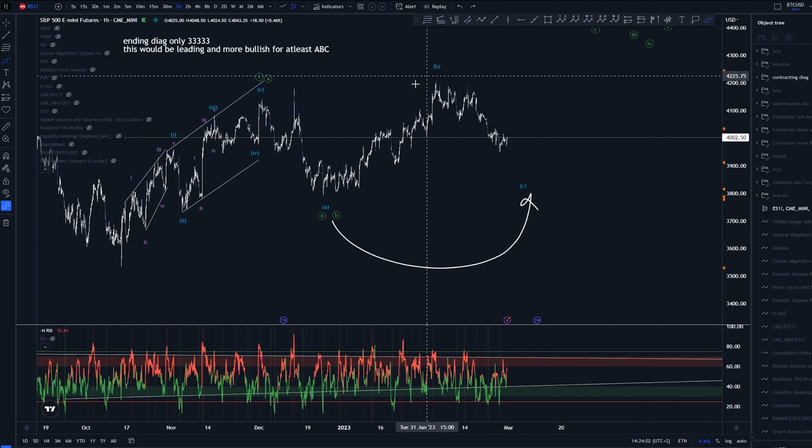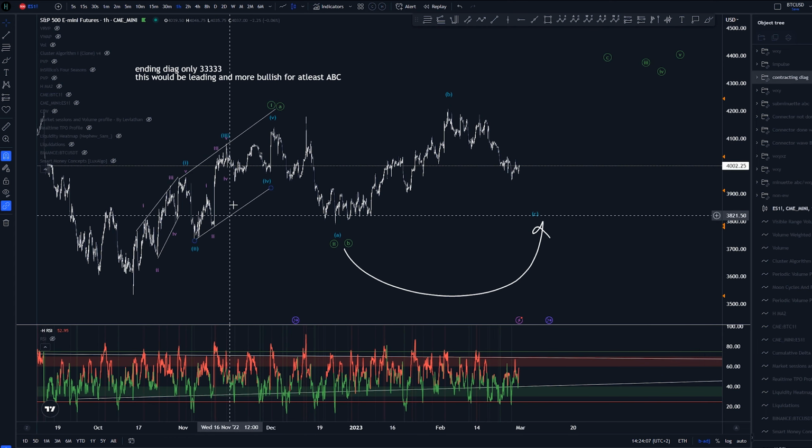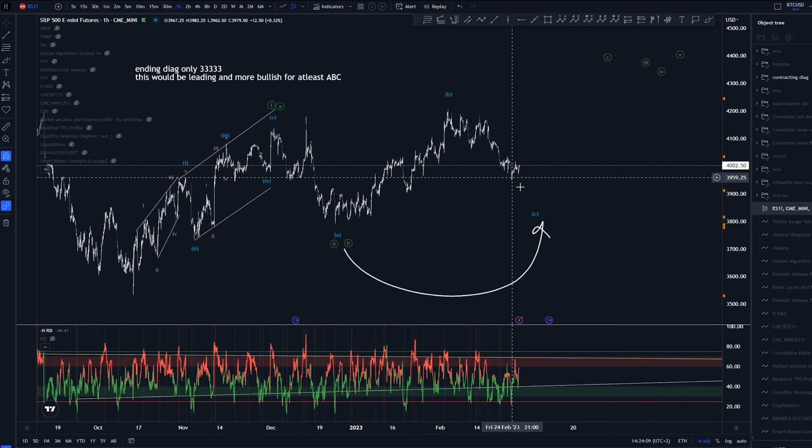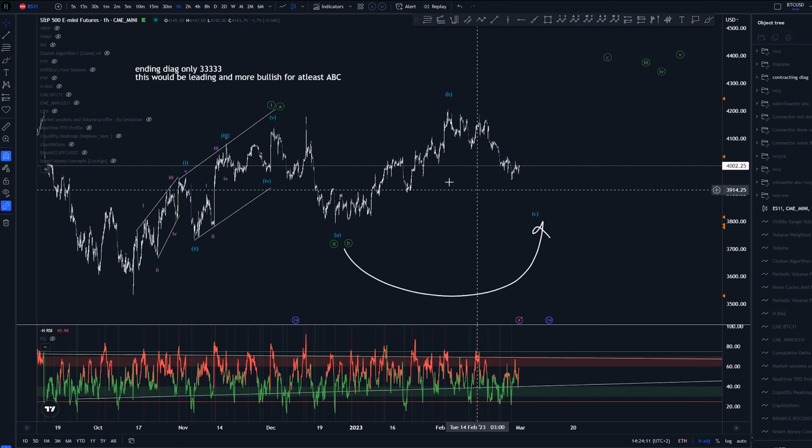Again, we'll delve into the smaller timeframes in just a moment. Both of those are possible. I don't really care about the count, which one of these is correct. I'm just going to be trading the probabilities.